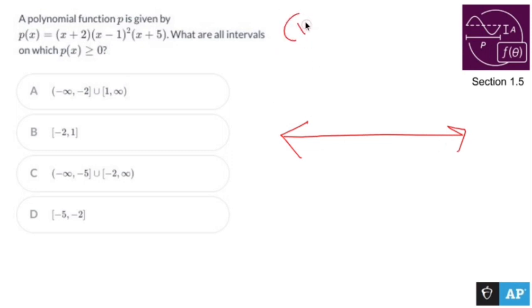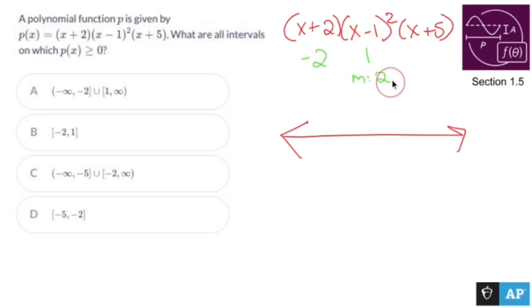Now, I'm just going to rewrite this out over here because I need the space. X minus 1 squared, x plus 5. I have 3 distinct zeros. I have negative 2, I have positive 1, but the multiplicity is 2, and I have negative 5. So let's write those zeros out. Negative 5, negative 2, 1 in left to right order.